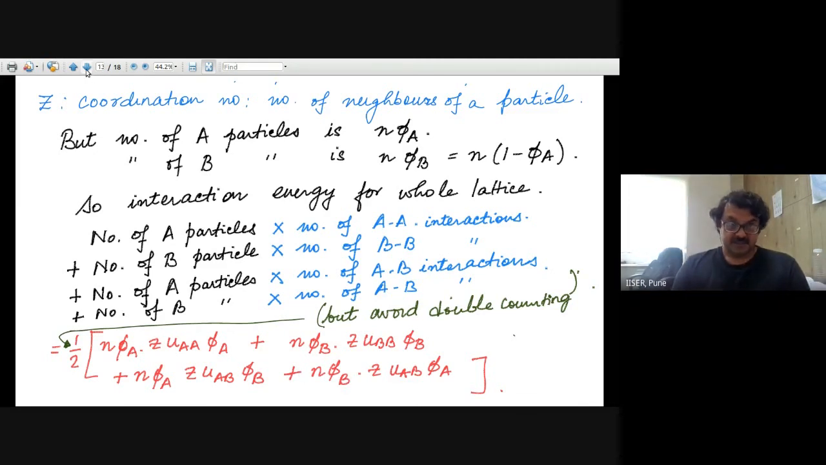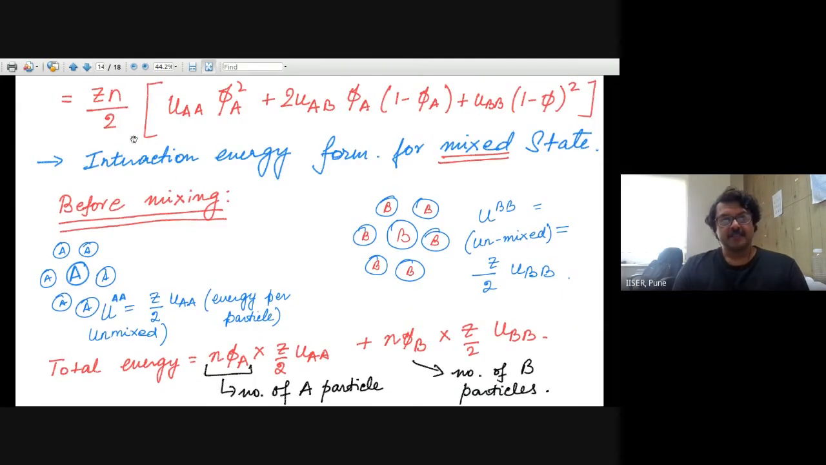And then, if we do a bit of algebra, this can be written as Z, the number of neighbors, into N, the number of particles in the lattice, avoiding double counting, into UAA phi A whole square, plus 2 UAB phi A phi B, where phi B has been written as 1 minus phi A, plus UBB phi B whole square, which is written as 1 minus phi A whole square.